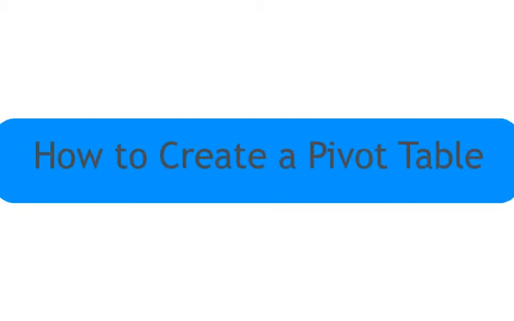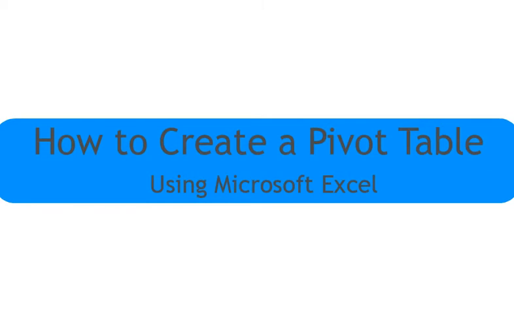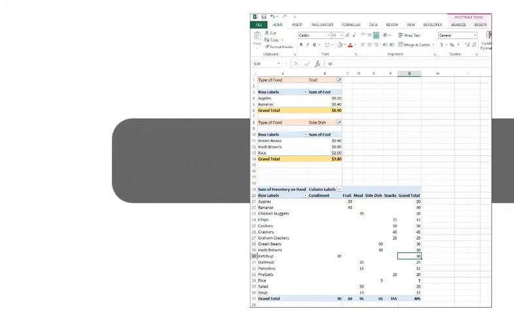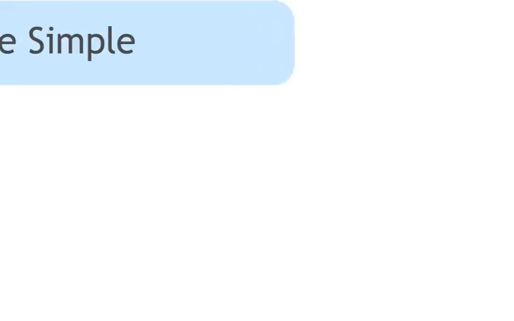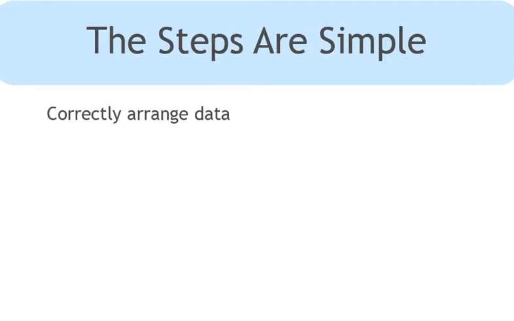Welcome to this course, How to Create a Pivot Table using Microsoft Excel. Pivot tables are Microsoft Office's trademarked version of editable tables for a spreadsheet. They are primarily used to organize and view data in a useful way. The steps are simple. First, correctly arrange the data.